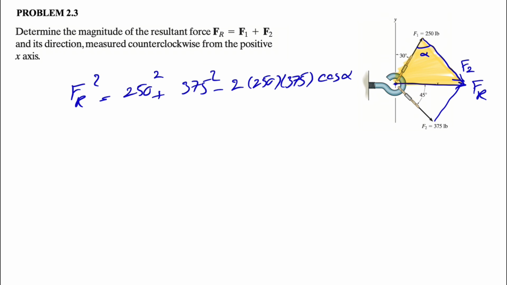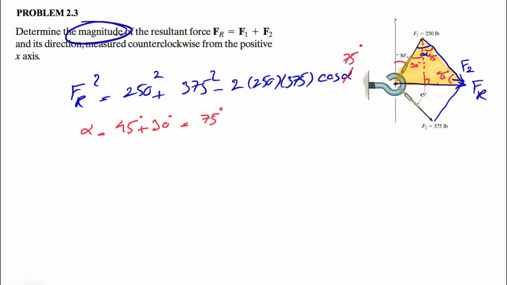So we need to figure out alpha. Let's see how we can find alpha. If we draw this line in here parallel to the y-axis, since this angle is 30 degrees, this will be 30 degrees too. And we know this angle here is 45 degrees, which means this angle here is 45 degrees because this is going to make a right angle in here. So the angle alpha would be basically 45 plus 30 degrees, which is 75 degrees. So here we have cosine of 75 degrees.